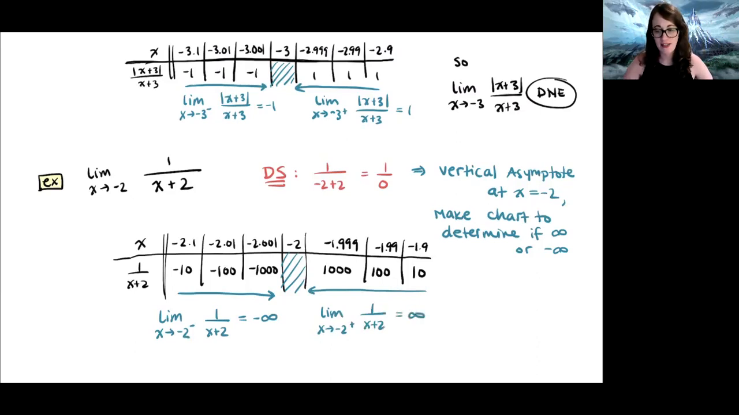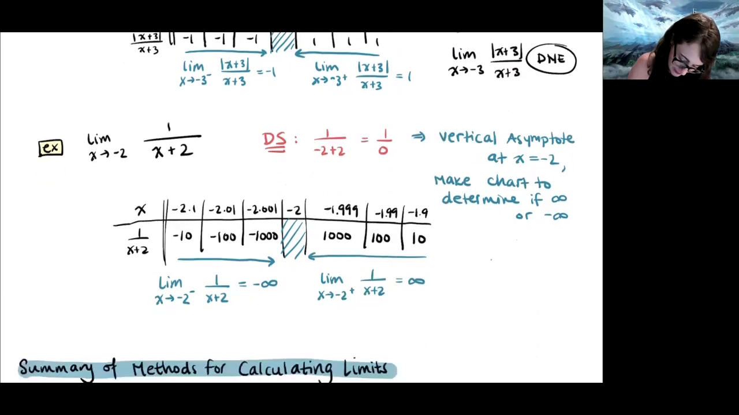And so graphically, they're doing this thing where I think this is exactly like what we had on our big graph that we looked at in the last video. They're doing this opposite behavior. They're not both going up or both going down. They're doing the opposite thing from either direction. So because these aren't equal to each other, we would say that the two-sided limit does not exist.